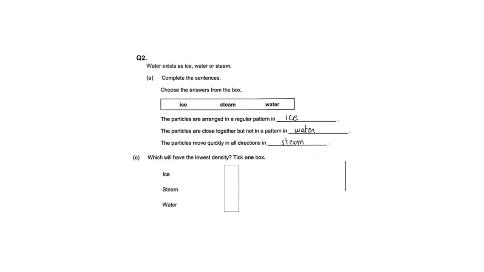Which will have the lowest density? Remember, density is the mass divided by the volume, and in that case it's steam. Because the volume of gas is way larger than the volume of water, the gas has the lowest density. For ice and water, it's a bit more tricky, but it happens that ice has a lower density than water. That's why it can float.